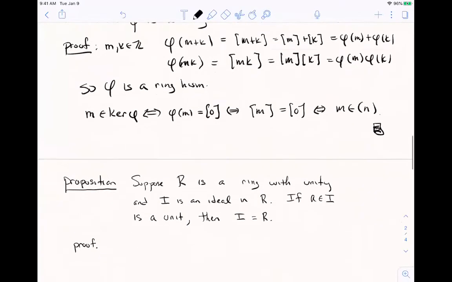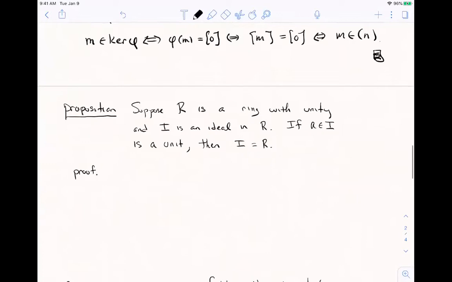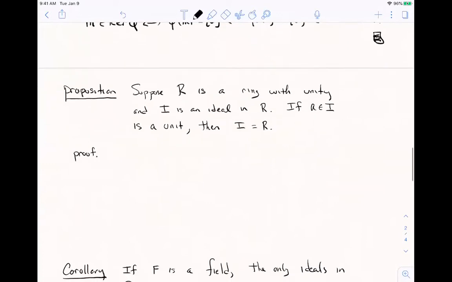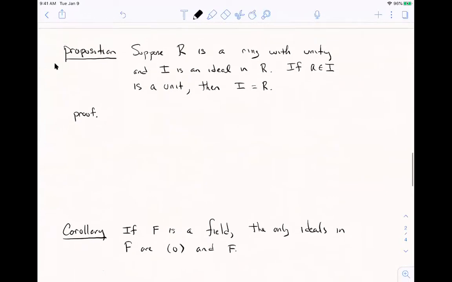Cool. Here's another little kind of, I'm calling it a proposition. You could call it a lemma. It doesn't have a number. The author doesn't mention it specifically as a numbered lemma in his book. But let's see what it says.